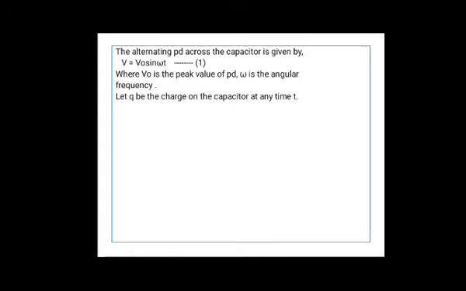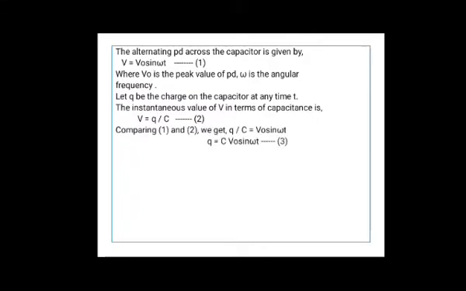Let Q be the charge on the capacitor at any time t. Then the instantaneous value of V in terms of capacitance is V is equal to Q by C. Let us name it as equation 2. So substitute this in equation 1 or compare equation 1 and 2. We get Q by C is equal to V naught sin omega t. Q is equal to, shift C to that side, you will get C V naught sin omega t. Let us name it as equation 3.